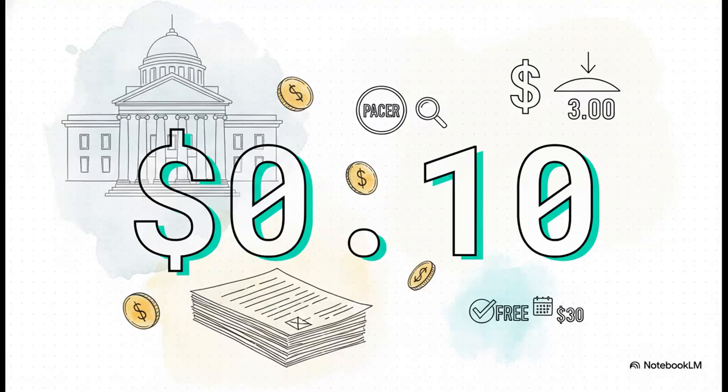You're probably wondering about the cost. PACER isn't entirely free, but it's very accessible. They charge just 10 cents per page. However, the cost is capped at $3 per document, meaning even a massive 500-page court filing will never cost you more than $3. But here's an amazing insider secret. These fees are completely waived if you spend less than $30 in a single quarter. So for the average person running a quick search, it effectively ends up being 100% free.